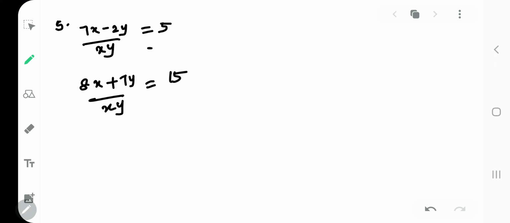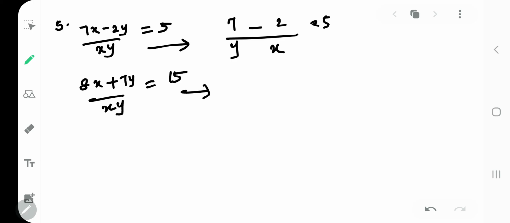Now here, my dear kids, if you notice this equation, it must be something like this: 7 upon y minus 2 upon x is equal to 5. And here, if you notice, this must be 8 upon y plus 7 upon x is equal to 15.